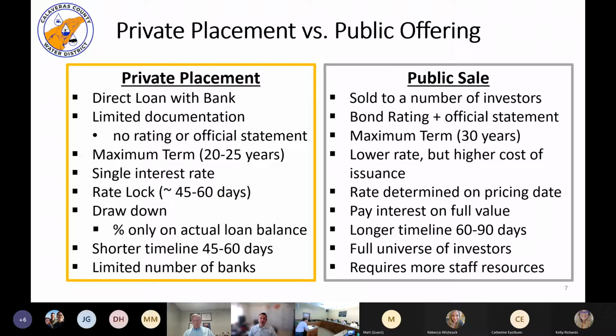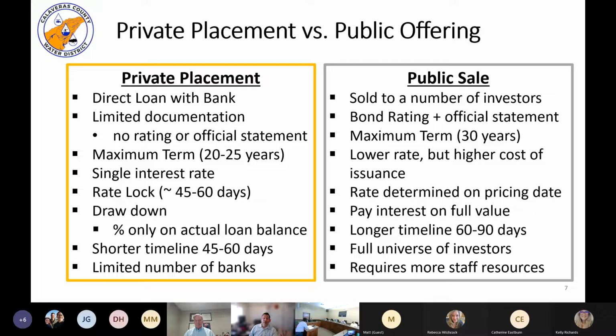The other, and one that's critical, is this drawdown. I've heard a lot of questions. The way that a private placement loan can be structured is like a credit card, that you only get charged interest for what you've actually drawn down. However, on a public sale, if you borrow $10 million, you pay interest on $10 million, and you may draw down the money from the trustee, but you're paying it on that full stated value of the loan. So if you're not quite certain, or there's some timing issues, the private placement can be more efficient.